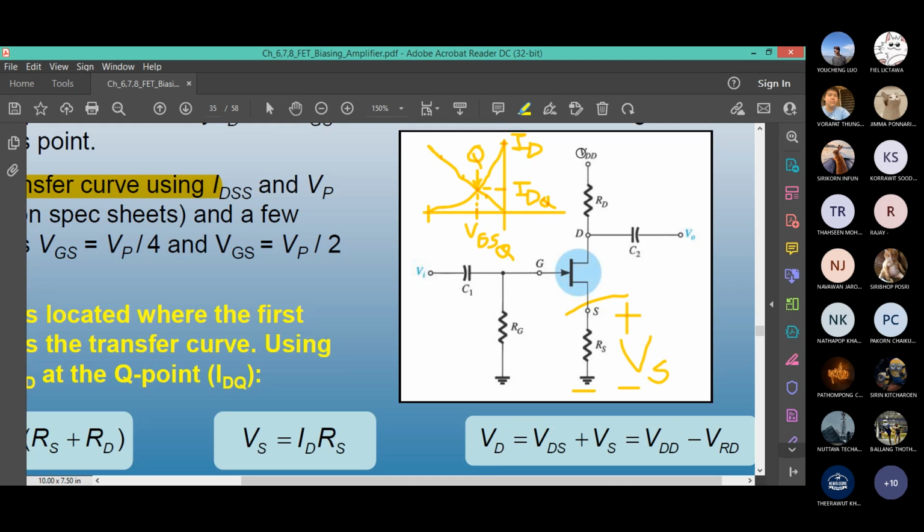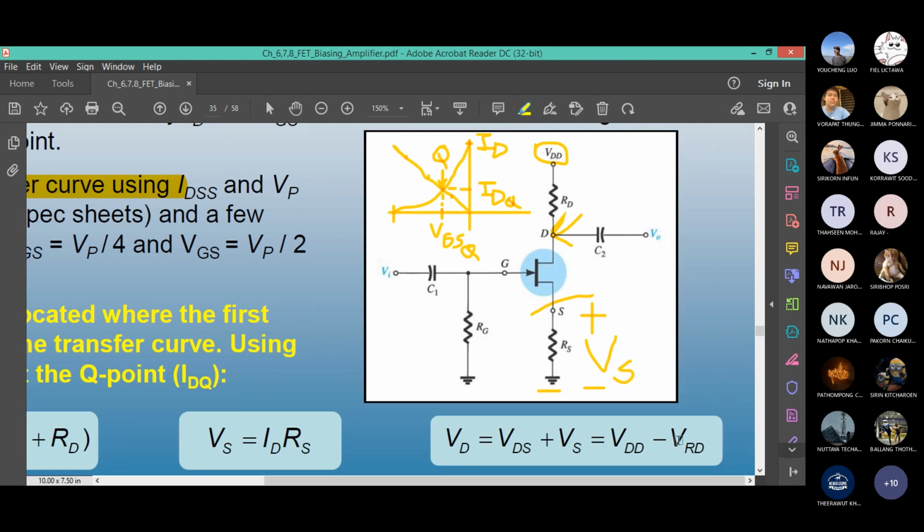Or you can take the voltage drop from top all the way to here. You can write VDD minus ID RD, means V of RD. Voltage drop from the DC bias to the voltage of the RD resistor. Any questions?